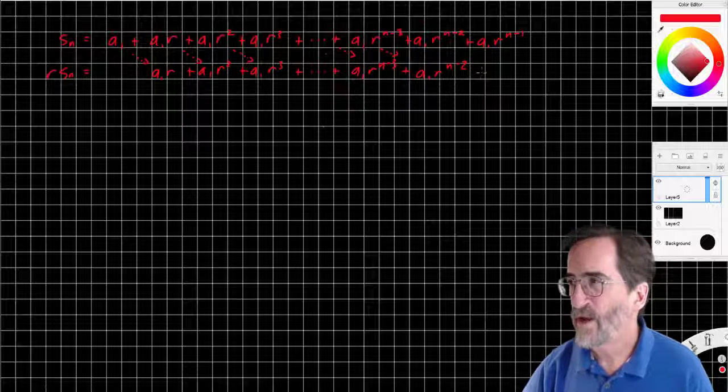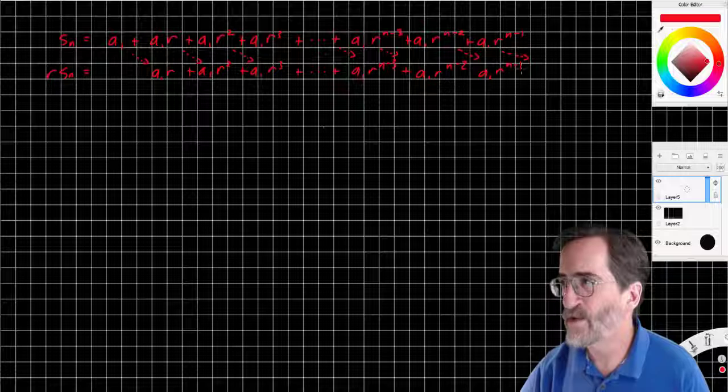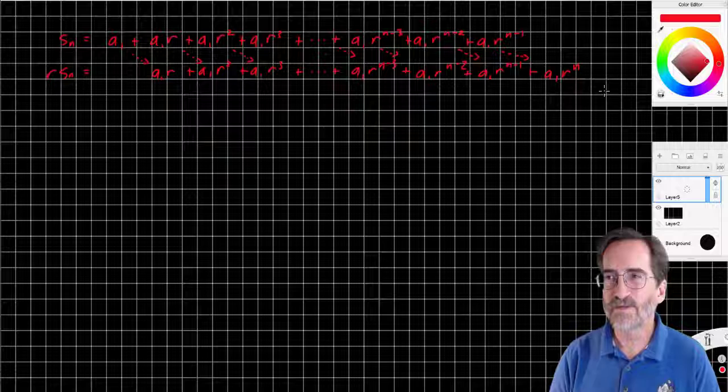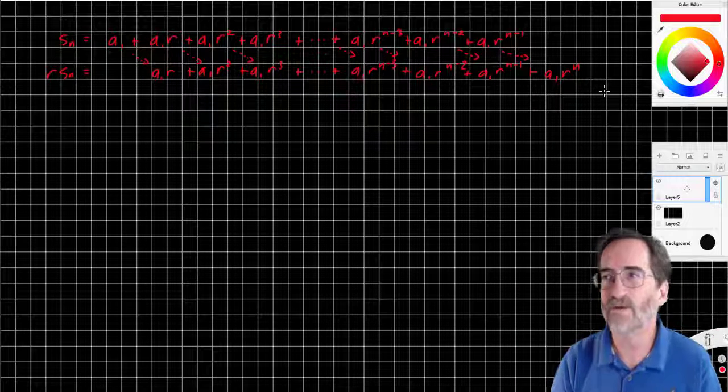Okay, and so on. We get a sub 1 r to the n minus 1. And a sub 1 r to the n minus 1 gets multiplied by r and becomes a sub 1 r to the n. So just multiplying everything by r, and you notice things kind of shift over, down and to the right.